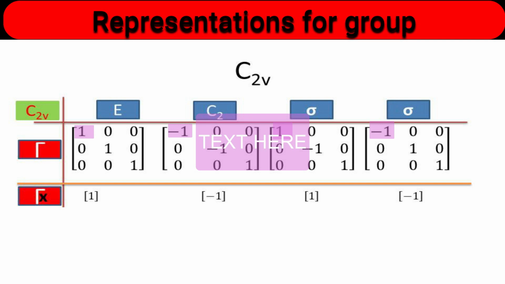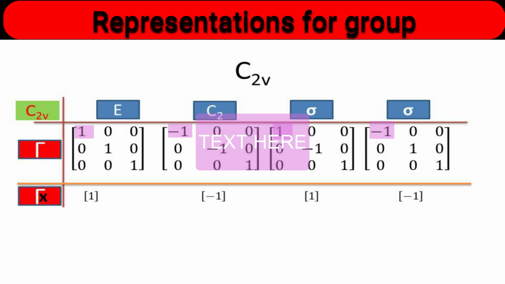Why will this representation be reducible? Because it has dimension 3, and the new representation will have dimension 1, and dimension 1 we cannot reduce further, so it is what? An irreducible representation, or whatever the matrices are there, those we cannot reduce further.